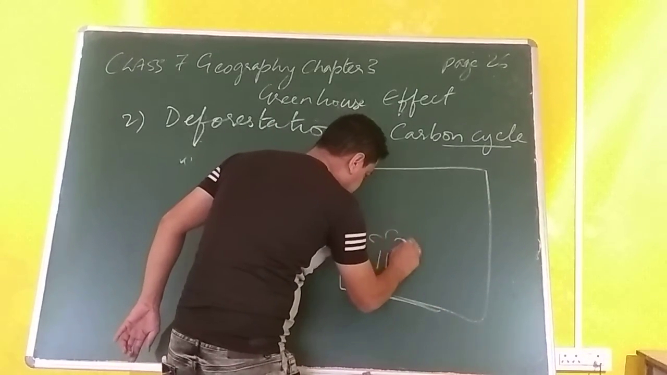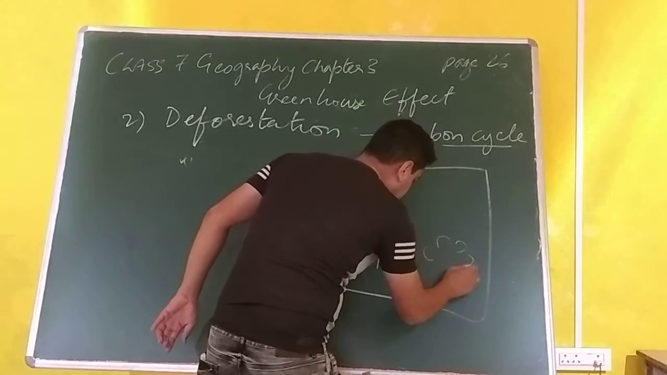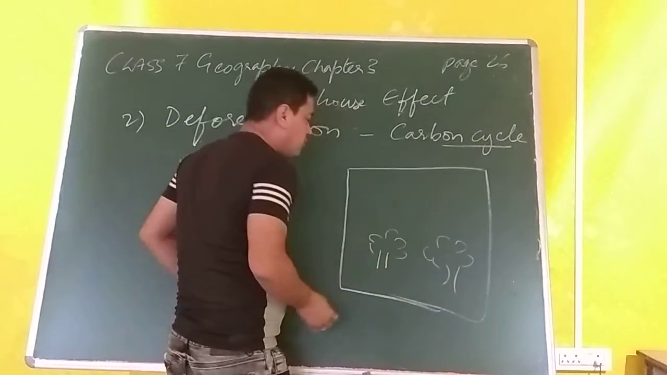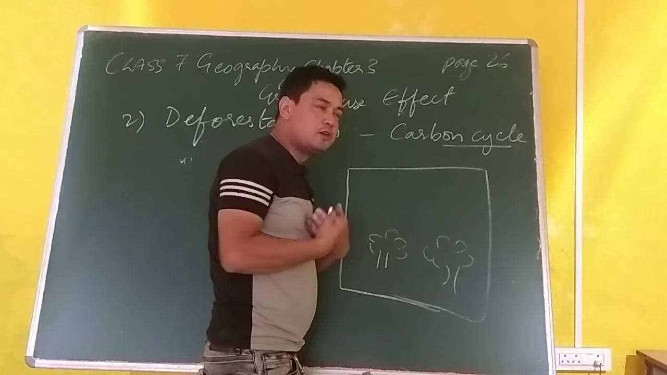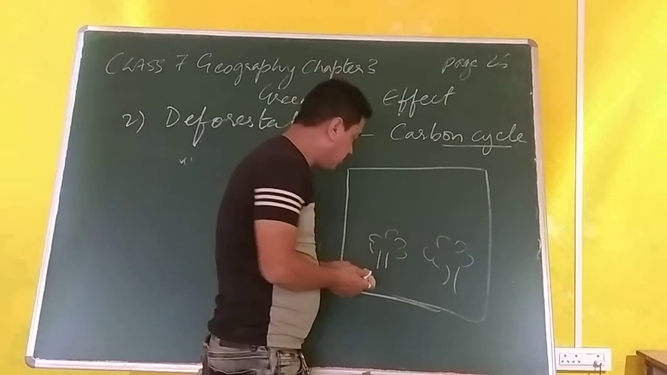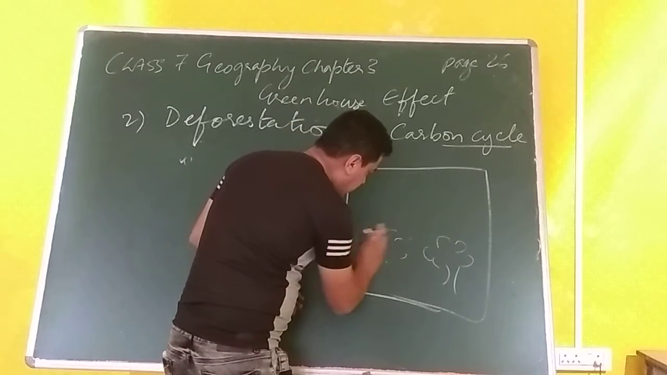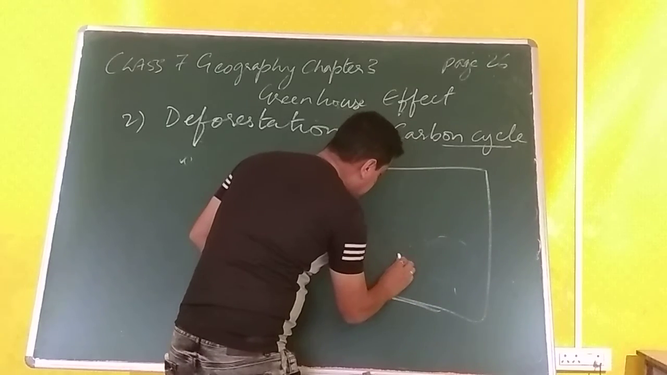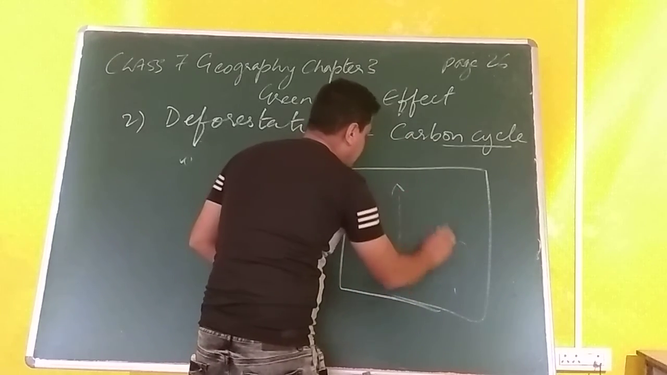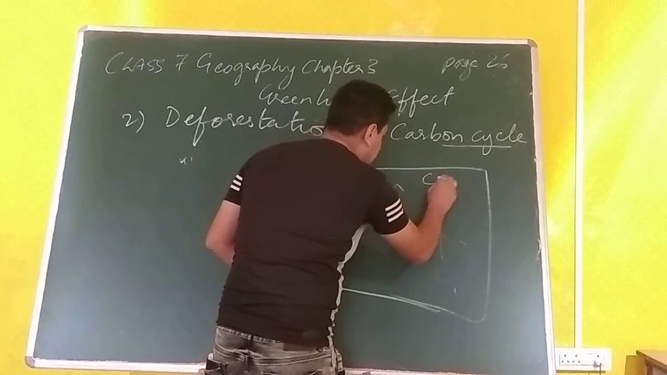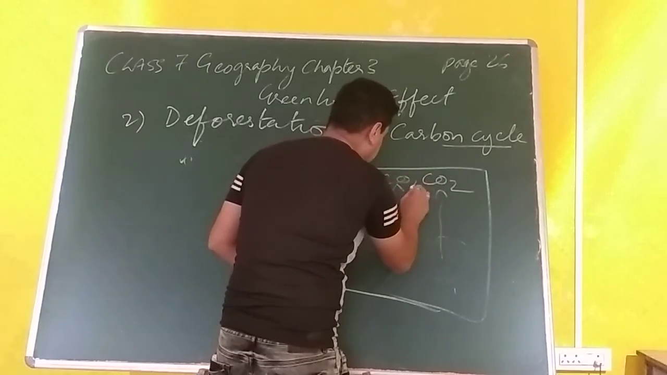So, let's make trees here. Okay? Now, if you cut down trees, what will happen? The trees will not absorb carbon dioxide from the humans. So, what happens? Carbon dioxide is not absorbed by the trees. This carbon dioxide will climb up to the atmosphere, and it stays in the atmosphere for some years.